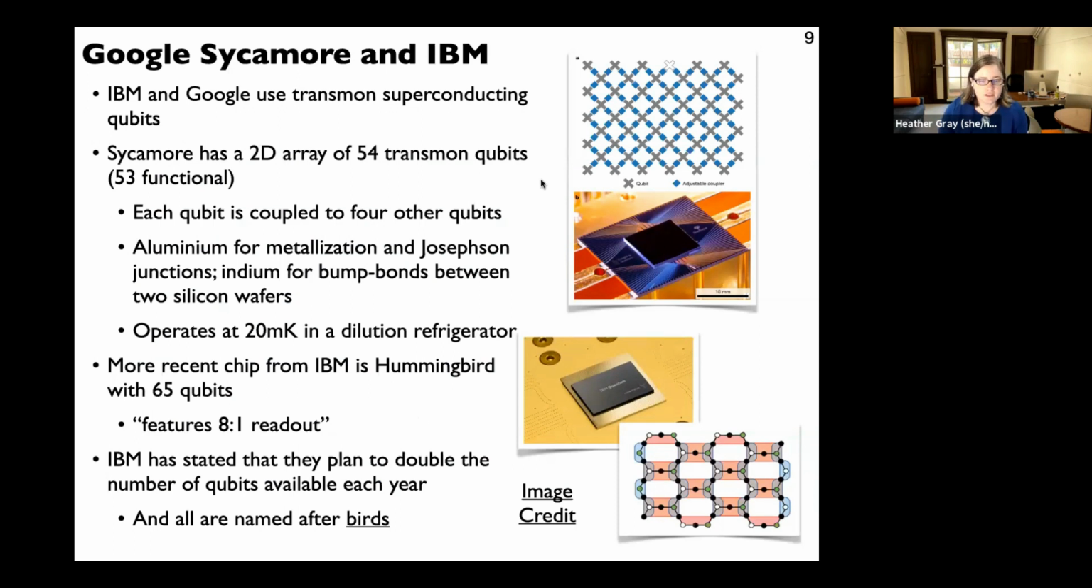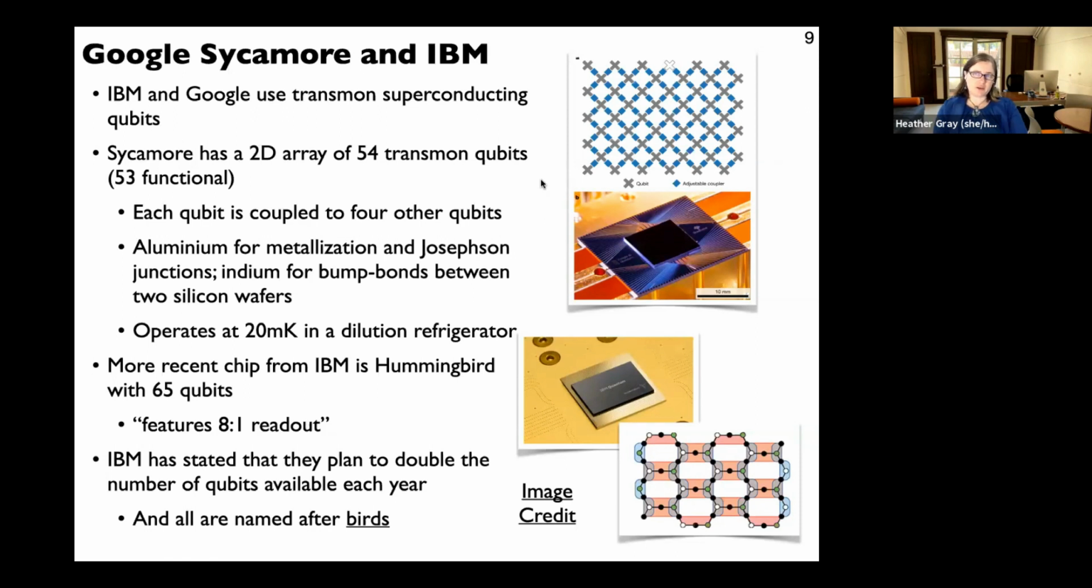So there are two that are perhaps very well known: Google Sycamore and the various different bird-based IBM quantum computers. I put them together here on a slide because both IBM and Google use those transmon superconducting qubits that we discussed. So it's a very similar use of the same qubit technology. On the top right there, that's an image both of Sycamore and also of the connectivity, which I'll come back to in a second. The way that this computer is constructed, it's a 2D array of 54 transmon qubits.